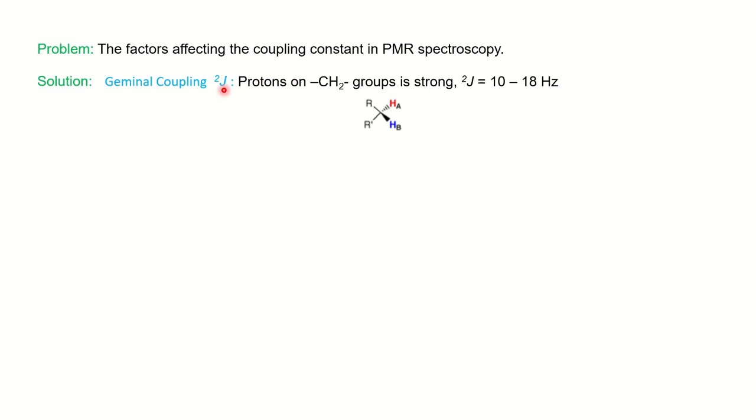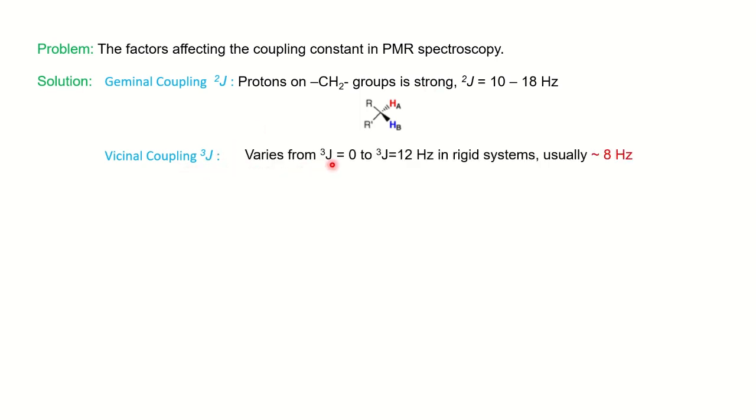So as you increase the number of bonds, the coupling constant value decreases. As the distance increases, the coupling effect decreases. So this is the 2J bond coupling, which is a very strong coupling called geminal coupling. Next is vicinal coupling, which is considered 3J coupling. And 3J coupling varies from 0 to 12 hertz, and usually it is considered 8 hertz.